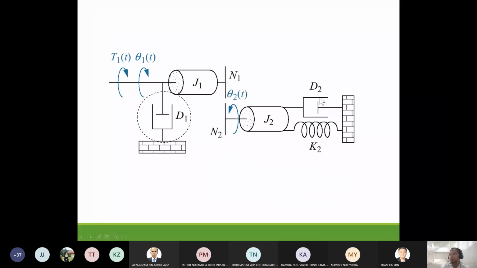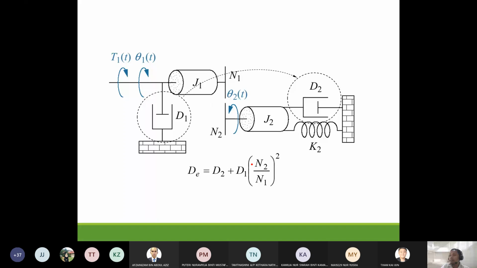Okay, so we transfer each of the components one by one. So now we transfer D1 first to shaft theta 2. On theta 2, we already have D2. So we need to find the equivalent damper. So how to find equivalent damper? Firstly, we have D2 in shaft J2 in shaft theta 2. So we have D1 from theta 1. So we apply impedance transfer.